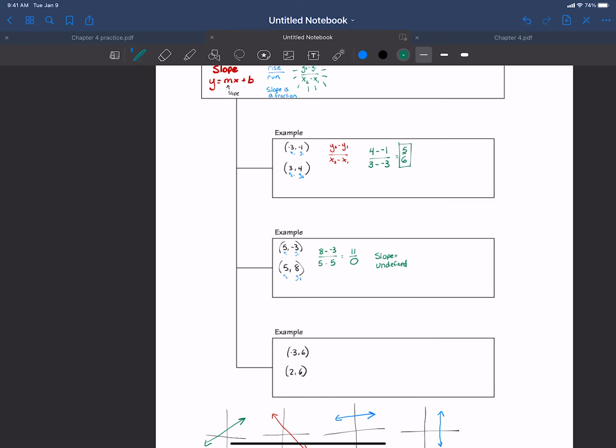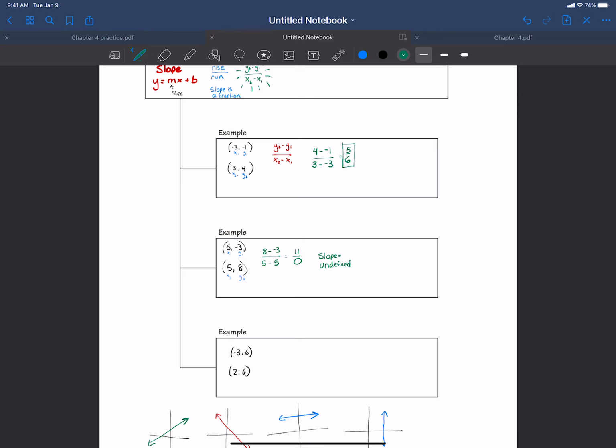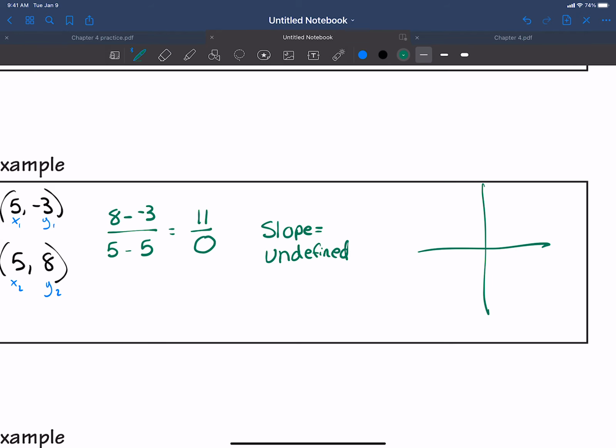Which means if I were to actually plot those 2 points on a graph, it would just be a straight up and down line through them. Over 5, or sorry, over and then down 3. 1, 2, 3, 4, 5. 1, 2, 3. And then over 5, up 8. Do you see how that line would go straight through there?